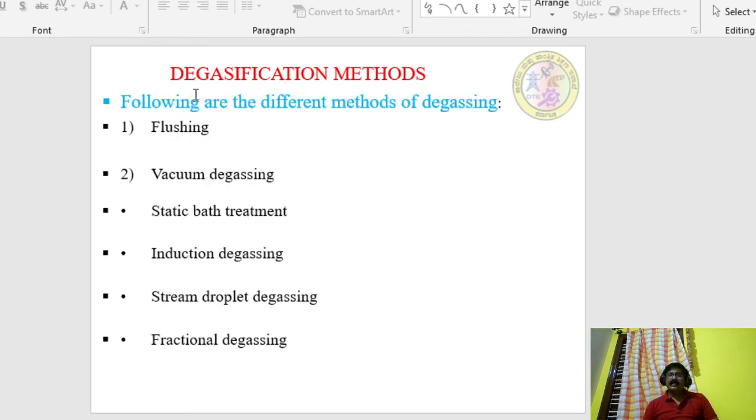Now we'll look into certain different methods of degassing. Two different methods are used: flushing and vacuum degassing. Vacuum degassing is subdivided into static bath treatment, induction degassing, stream droplet degassing, and fractional degassing.